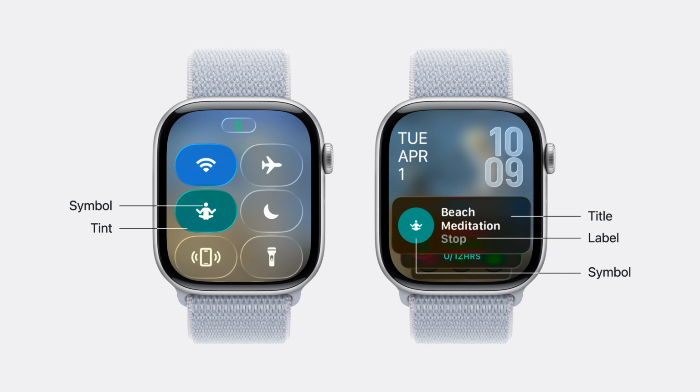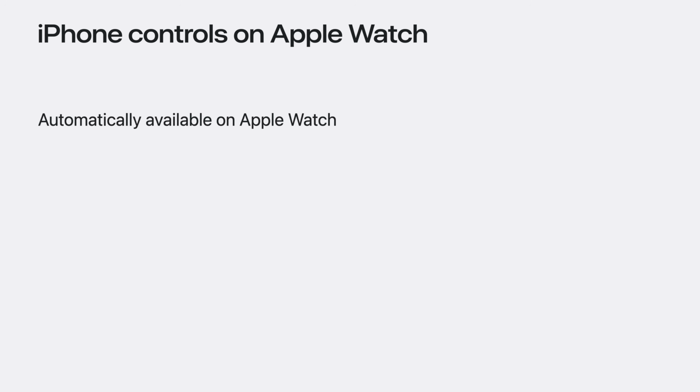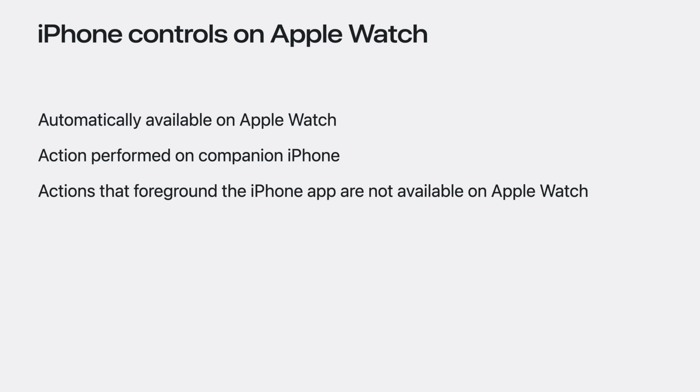People can add the control to any of the supported system spaces, and the control is displayed contextually. People can add the controls from your iPhone app to system spaces on Apple Watch, even if you don't have a Watch app. When the control is tapped on the Apple Watch, the action is performed on the companion iPhone. Since the action is performed on iPhone, controls whose actions foreground the iPhone app will not appear on Apple Watch.